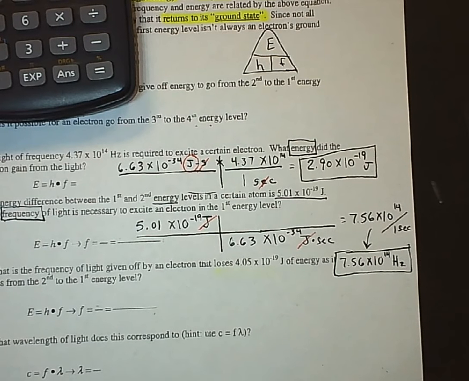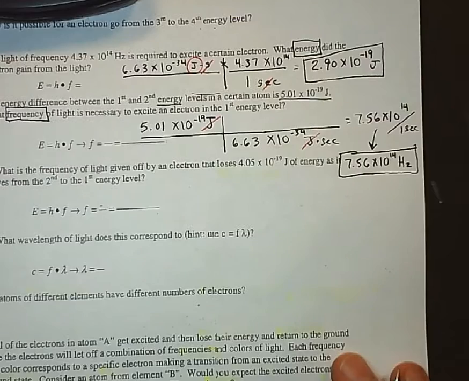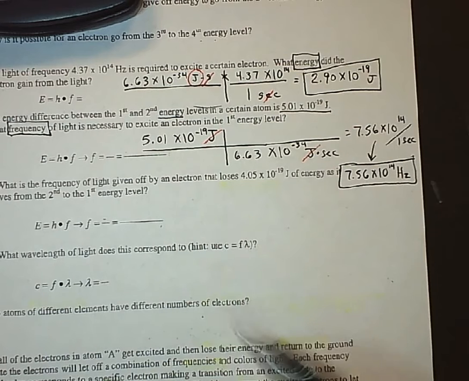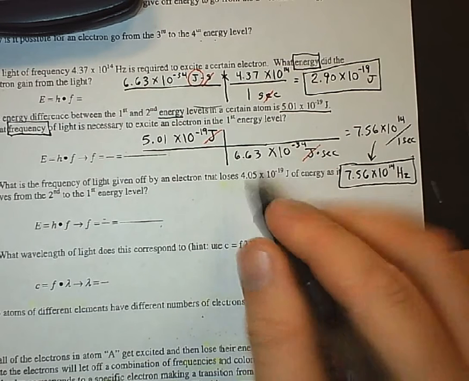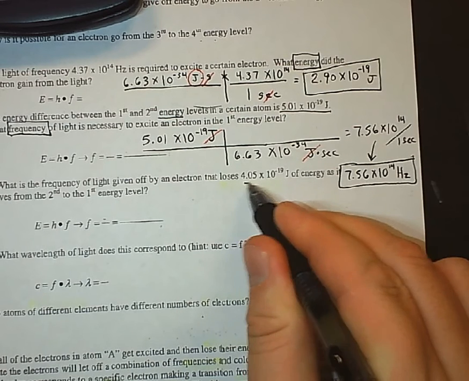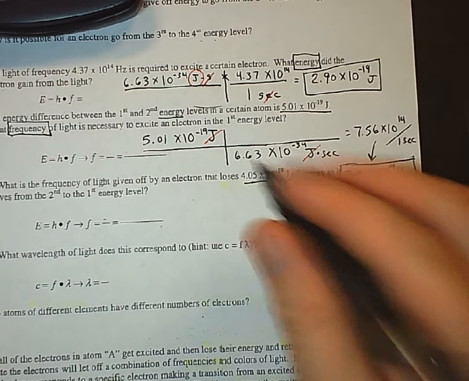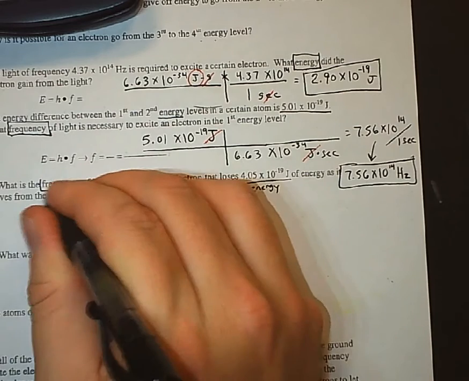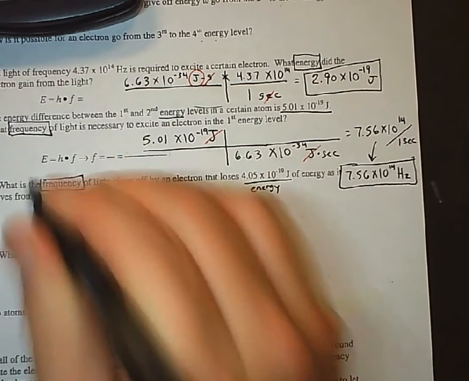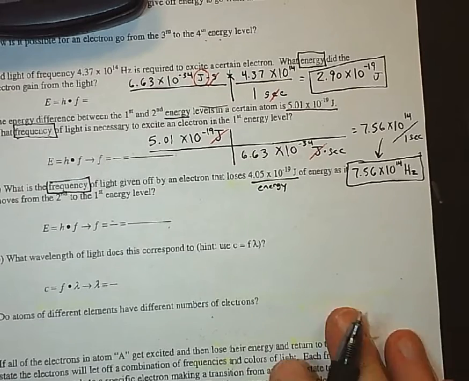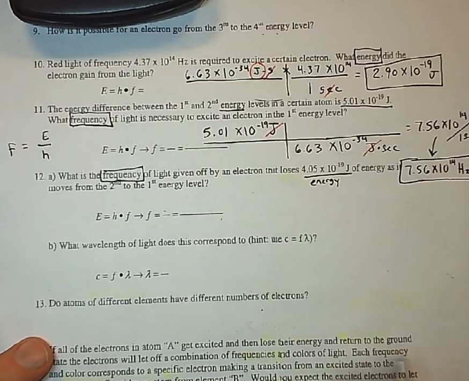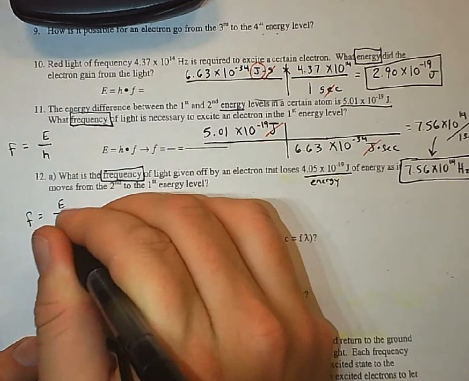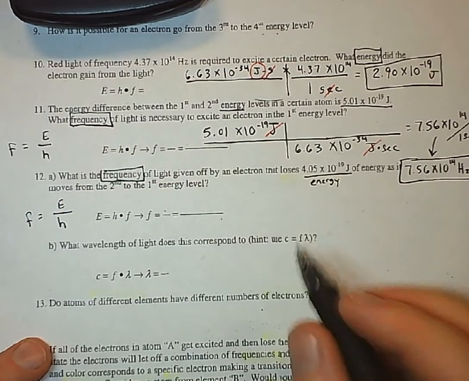All right, let's move on to 12 and 13. What is the frequency of light given off by an electron that loses this many joules? So here's our energy. What is our frequency? Set it up just like the last problem. So for here, we're going to do the same thing. Frequency equals energy divided by h. Set it up, make your box.